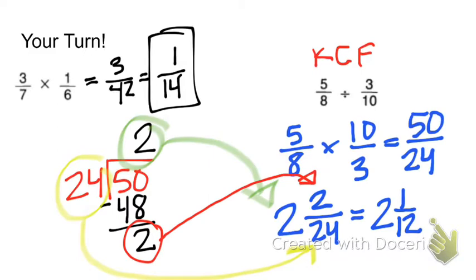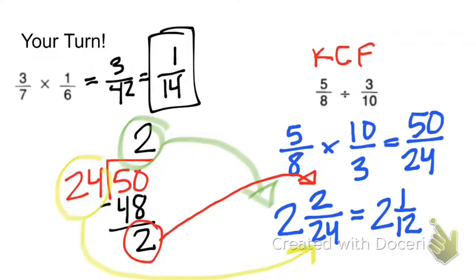Okay, so this one was a little bit trickier just because you had to change your fraction back to a mixed number, and I know we haven't touched on that yet this year. So if you didn't get it to be 2 and 2/24 or 2 and 1/12, that's perfectly okay. If you at least got 50 over 24, that's perfect. You guys are on the right track.